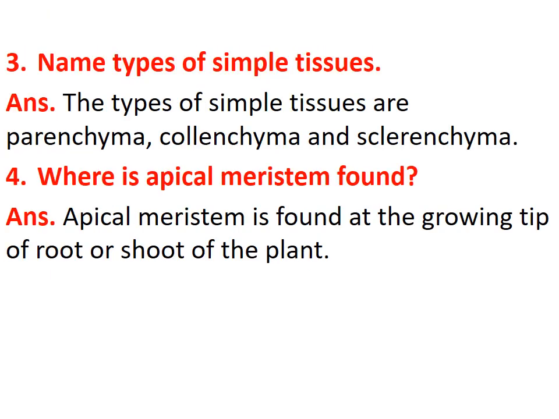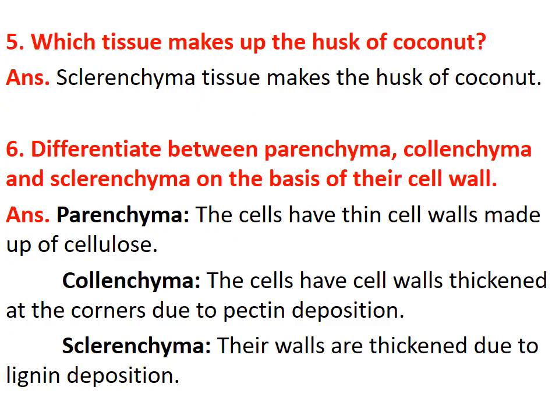Question number 3 was, name the types of simple tissues. The types of simple tissues are parenchyma, collenchyma and sclerenchyma. Fourth was, where is apical meristem found? It is found at the growing tip of the root or shoot of the plant. Fifth was, which tissue makes up the husk of coconut? Answer is sclerenchyma tissue. I discussed this point when I was discussing sclerenchyma.